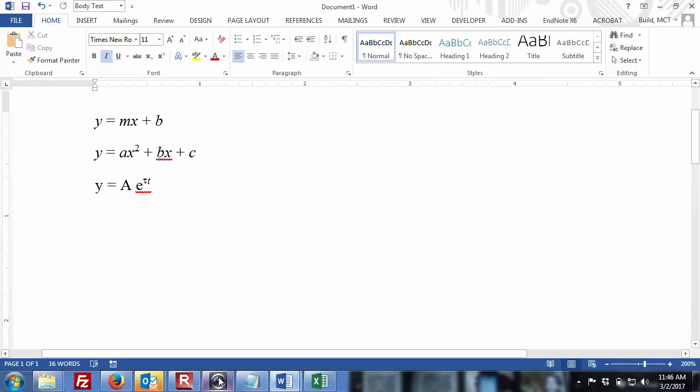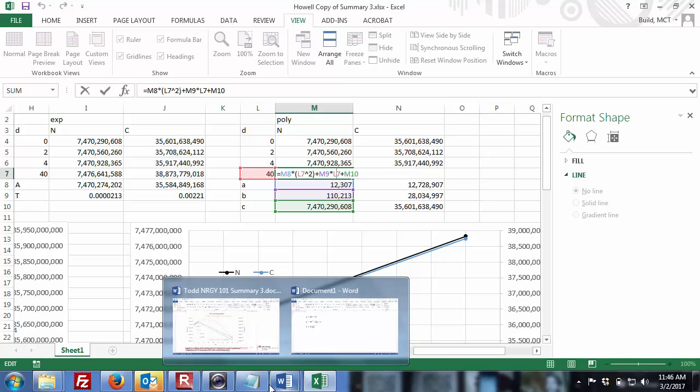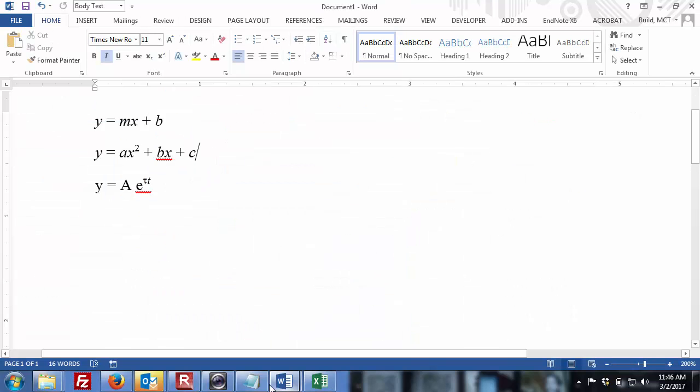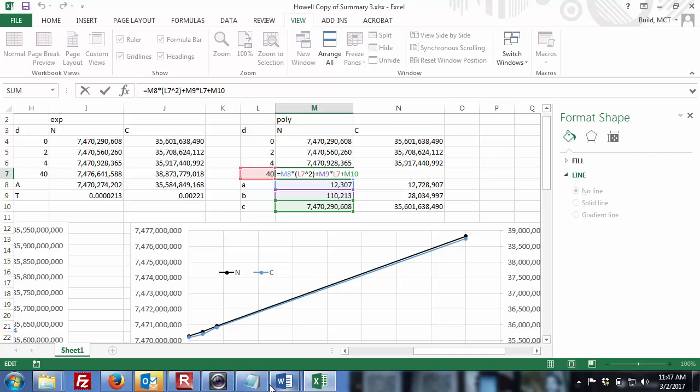This is quadratic. Yeah, quadratic, parabolic, same thing. So your linear, quadratic, exponential. So let's just see if this was written correctly. So M8, that's your A, plus L7 squared, 40 days squared, plus M9, boom, that's B, times L7, that's your X, plus M10. Looks pretty good to me.